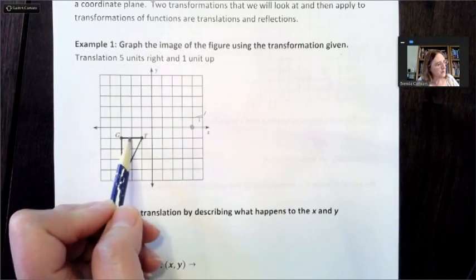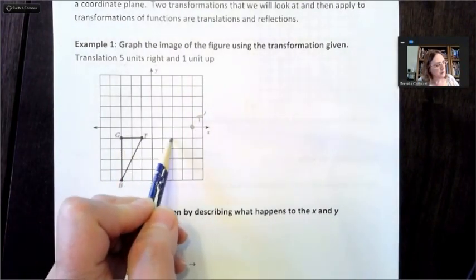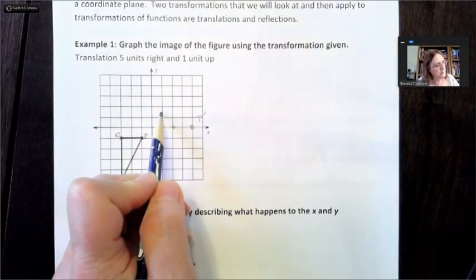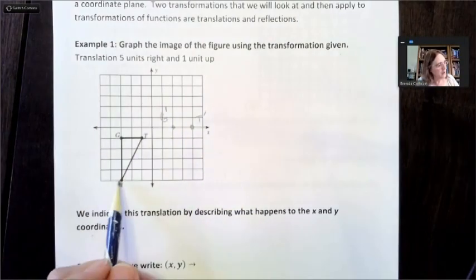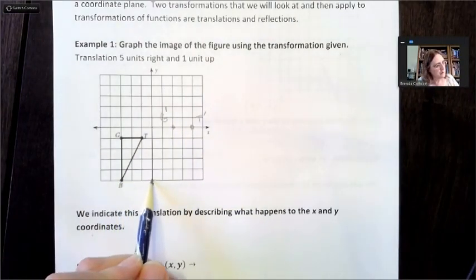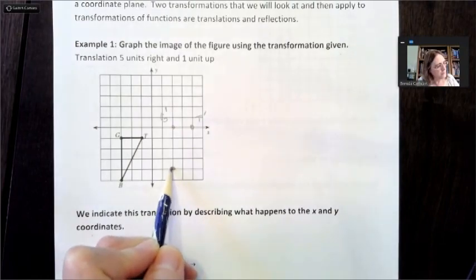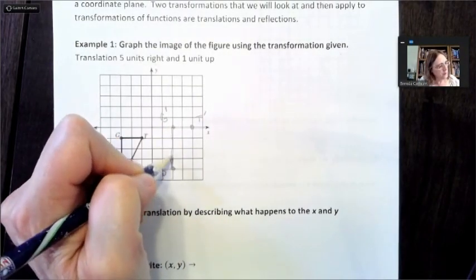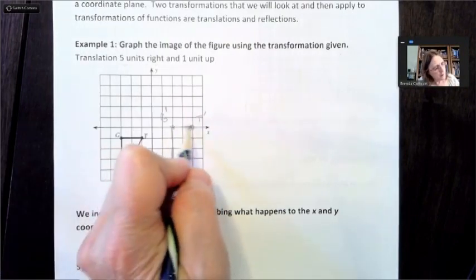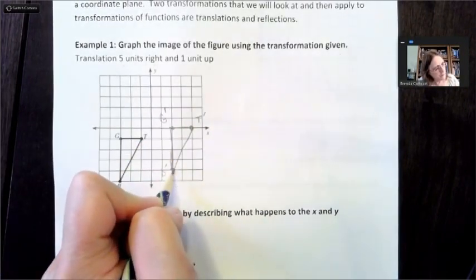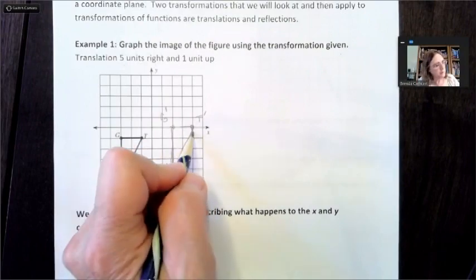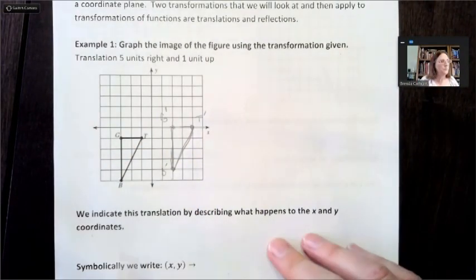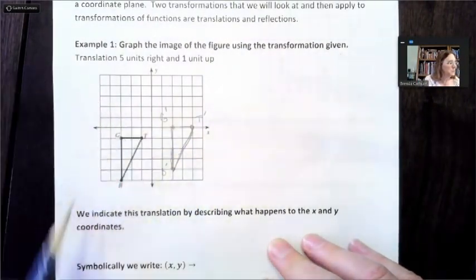So to the right 5 and up 1. And to the right 5 and up 1. And draw our new figure. Nice little right triangle here. Looks exactly the same as the original. It's just moved to a different place on the coordinate plane.